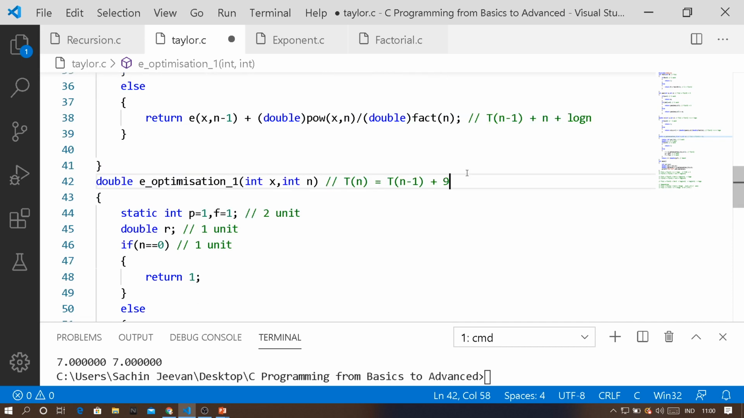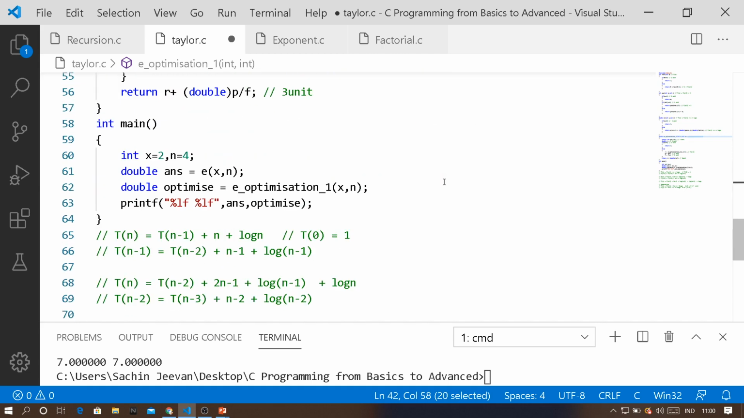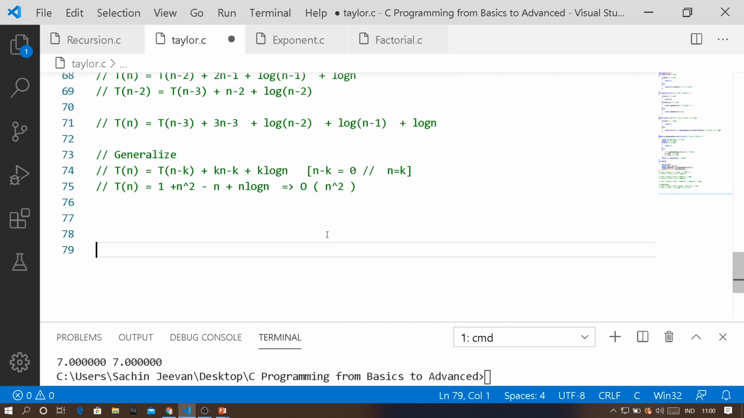Already I have told you, whenever you get a recurrence relation and there is a constant term, that constant term can be converted to 1 for convenience so that you can solve it. Whenever you have a constant value, convert it to 1 and then start solving. Hope you have already seen this kind of recurrence relation, so I will again show you the method of substitution.